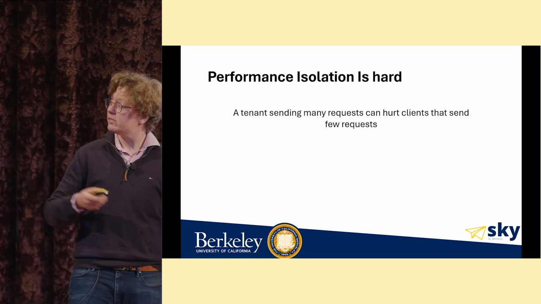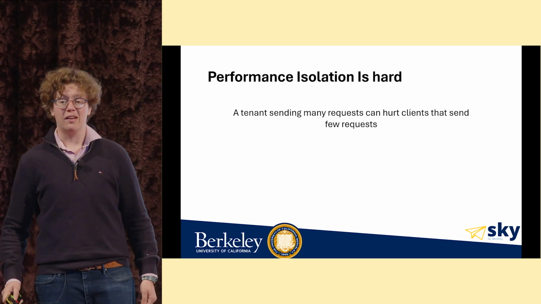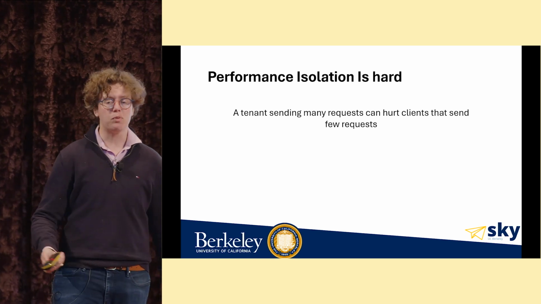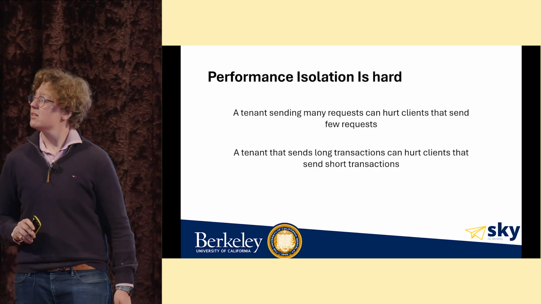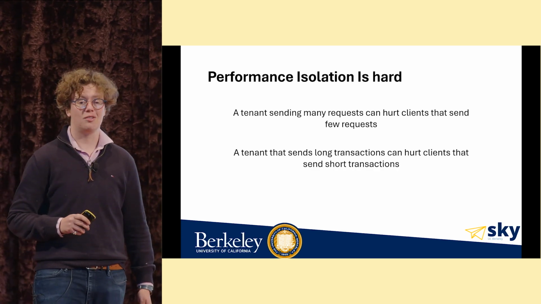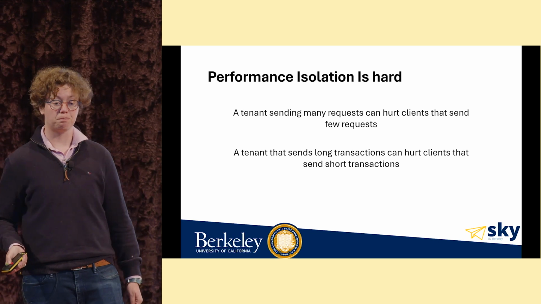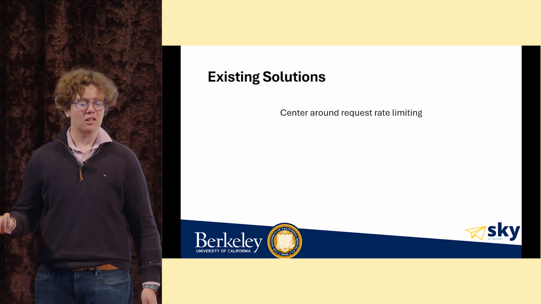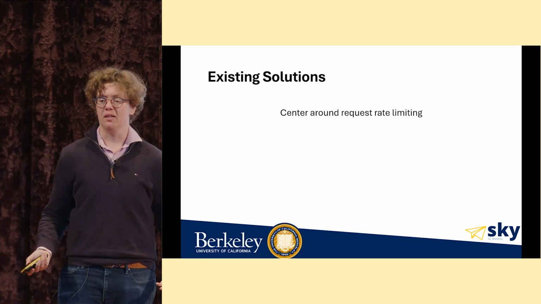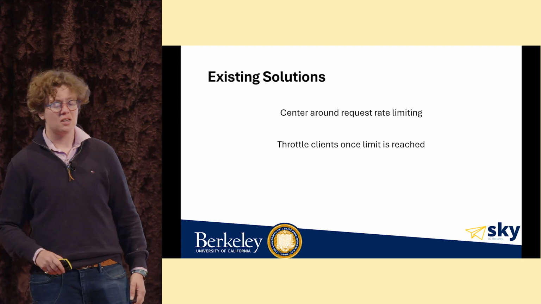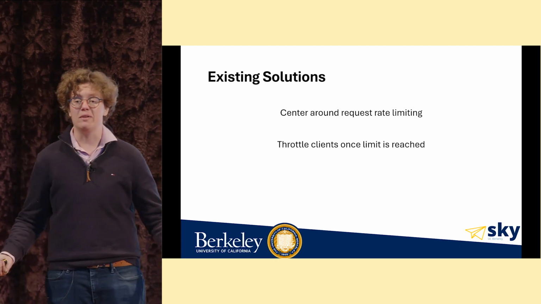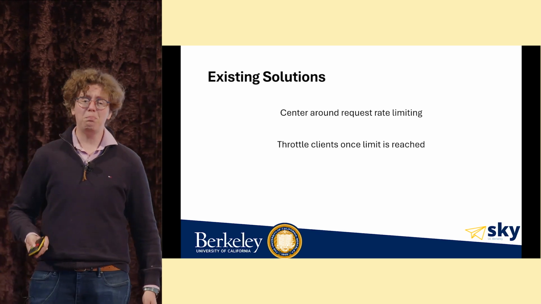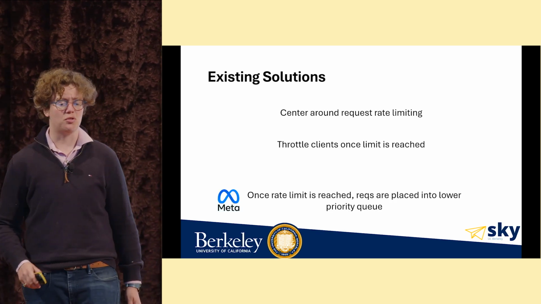You can have a tenant that sends many requests, and that's going to hurt the performance of a client that sends only a few requests. Or, and this is a specific problem in graph databases, a tenant that sends long transactions that can hurt clients that are sending many, many short transactions. The current solutions that we have are pretty coarse-grained. They're centered around request rate limiting, where you throttle the clients once their limit is reached. That works pretty well to isolate clients from each other, but it's pretty bad for resource utilization.